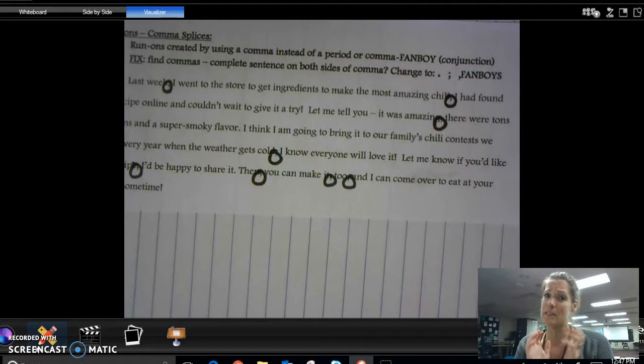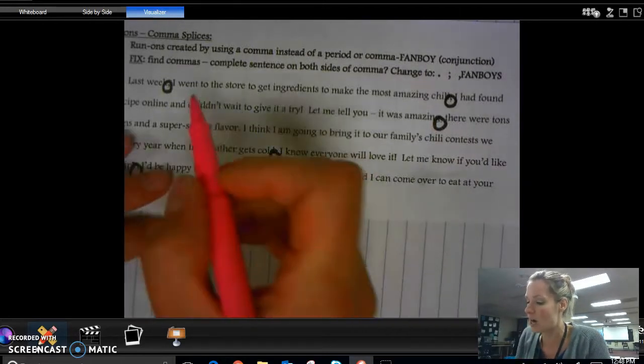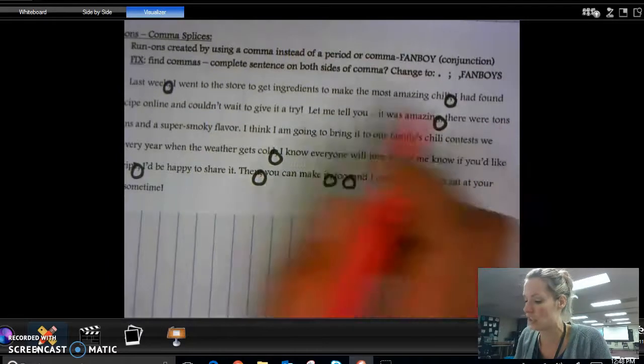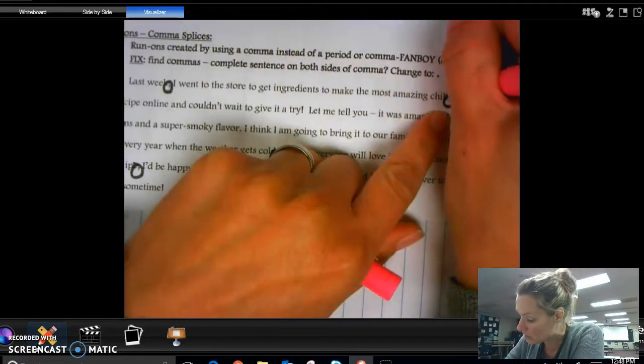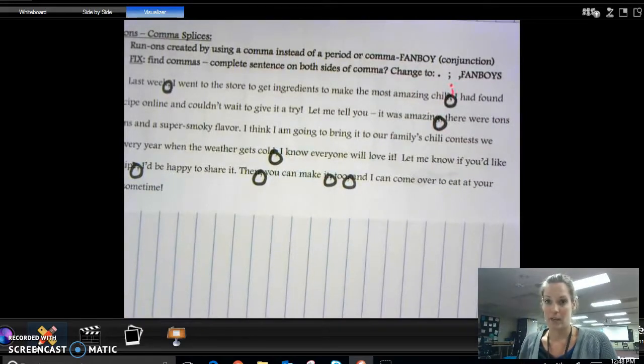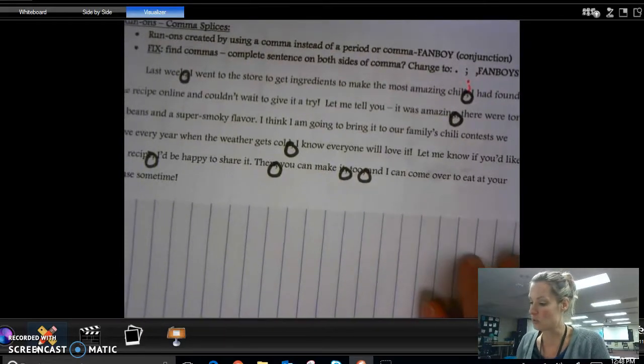If you're using commas a lot, you may want to, at this stage in the game, consider either the period or semicolon, depending. I think I may use a semicolon here because I'm talking about getting the ingredients for a chili from a recipe I found online. And so I'm going to go ahead and change this one to a semicolon. All right, so I'm going to start there. Let's go to the next comma.